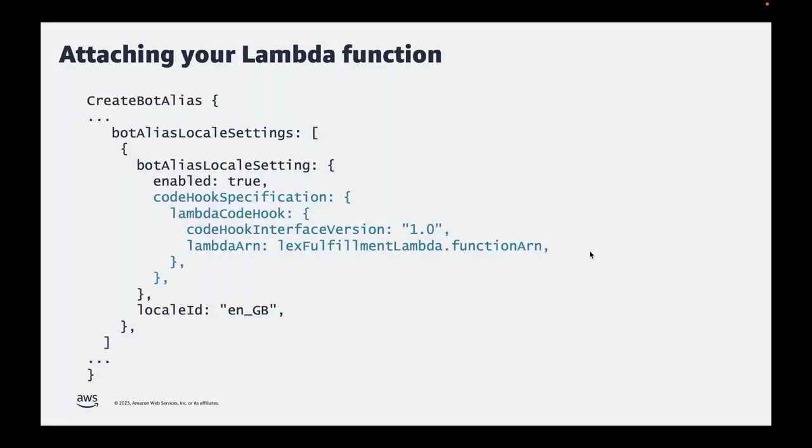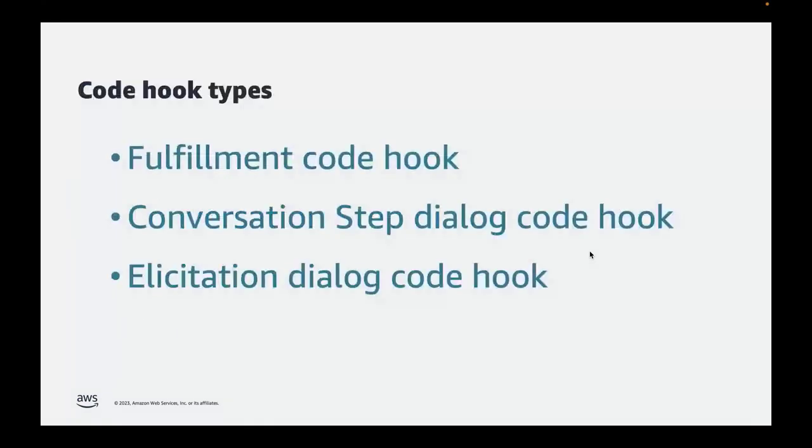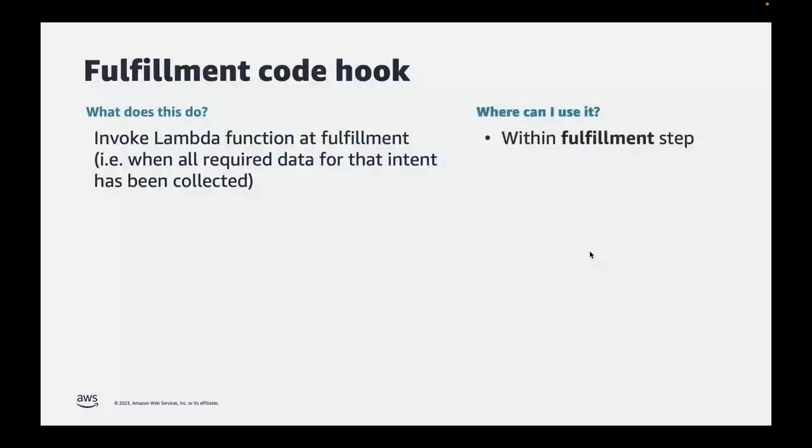So here it is programmatically. You would set it up in your create bot alias. There are 3 different types of code hooks within your bot. Each has a slightly different purpose. But again, remember, you're setting up just one Lambda. So each of these 3 different types are going to go to the same Lambda. So let's go through them.